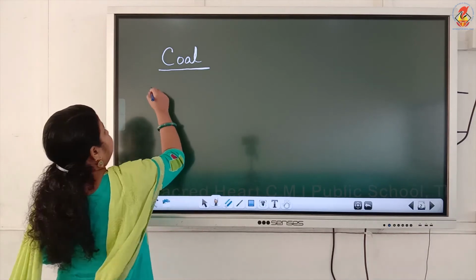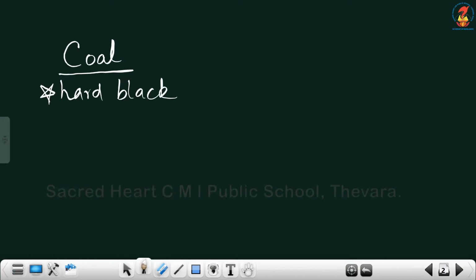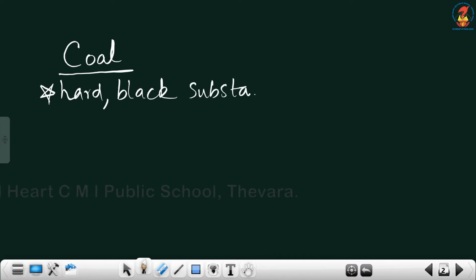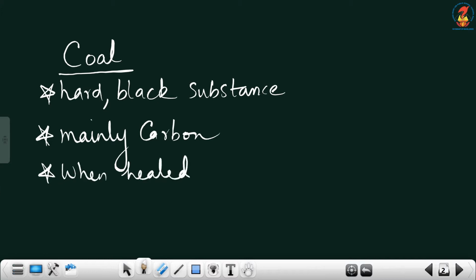These are the properties of coal. Coal is a hard black substance. It contains mainly carbon. Since coal contains mainly carbon, when it is heated in air, what happens?